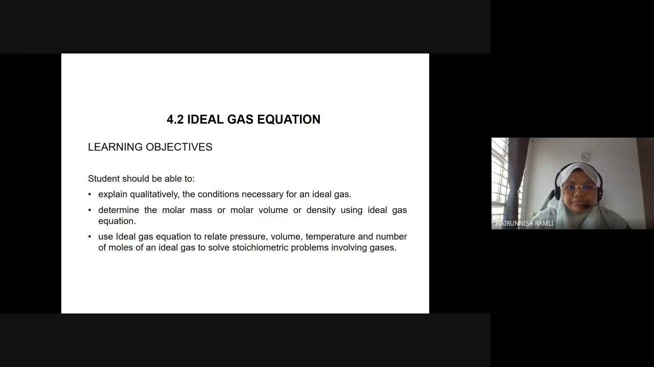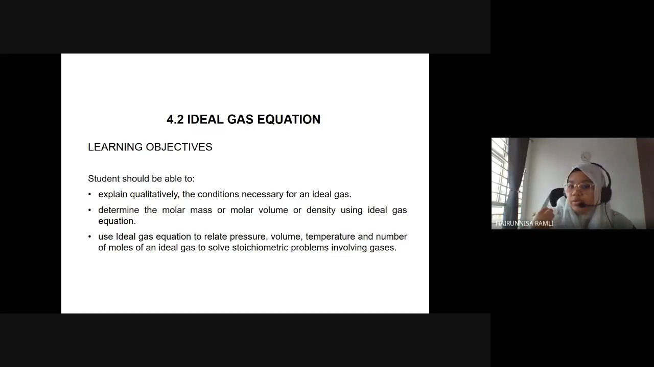Okay, so now we move to 4.2. The next subtopic. So here you should be able, ideal gas equation eh. You should be able to explain qualitatively the condition necessary for an ideal gas.